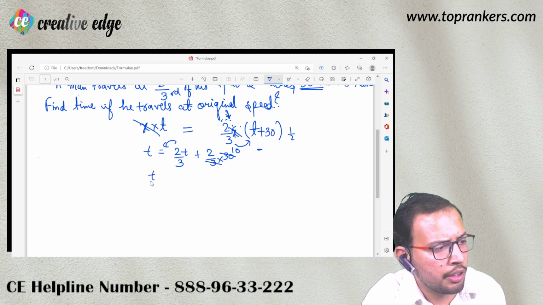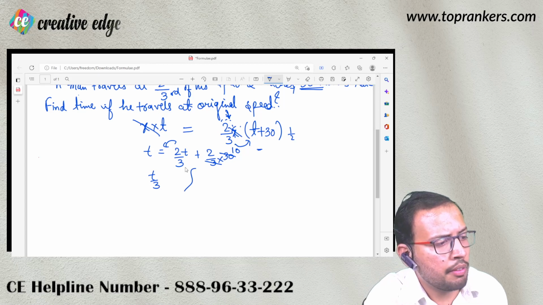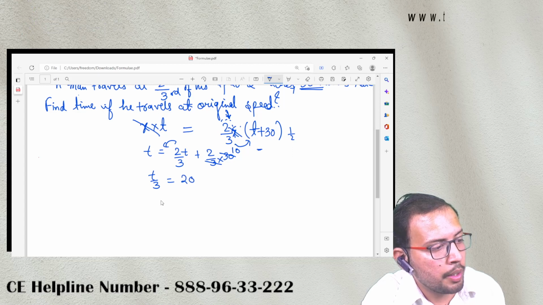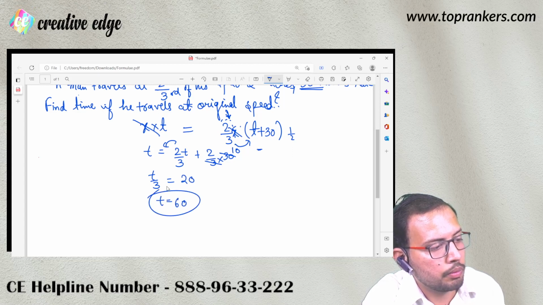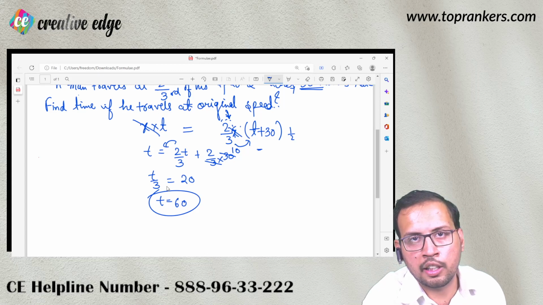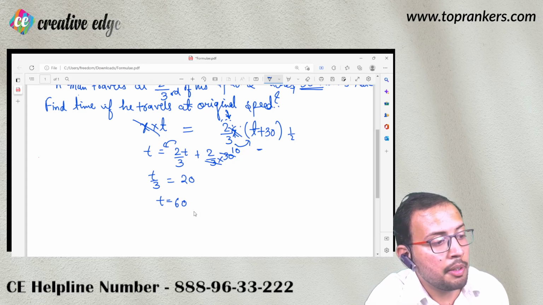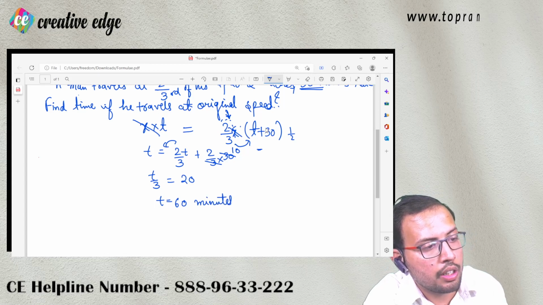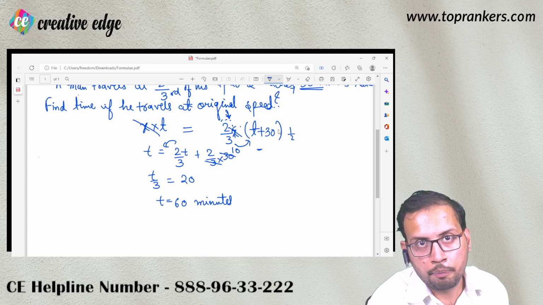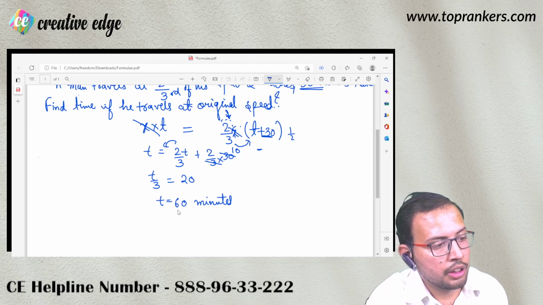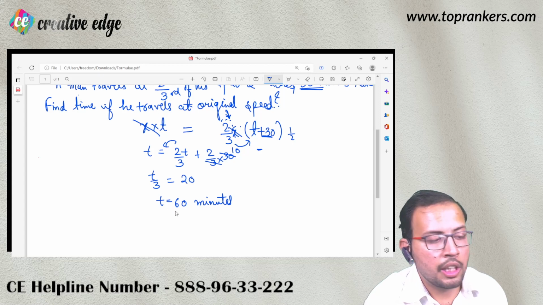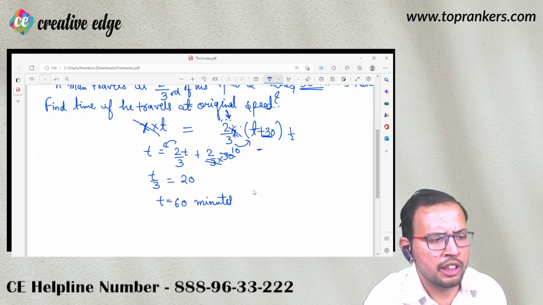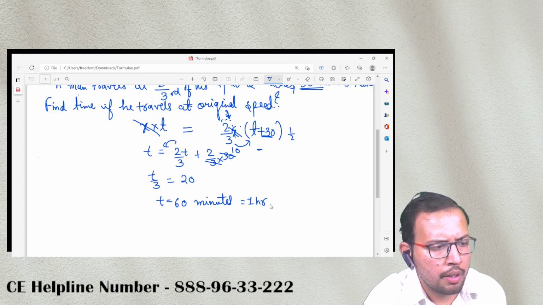Again, taking the LCM, we get t by 3, just like we did earlier. Only the right hand side changes a little. It is going to be 2 into 10, which is 20. So from here t equal to 60. Now don't be astonished if you're getting this answer. This 60 is in minutes, because we did not convert our time into hours. 30 minutes, so this is going to be 60 minutes. So t equal to 60 minutes is the answer for this question, and 60 minutes is nothing but 1 hour.